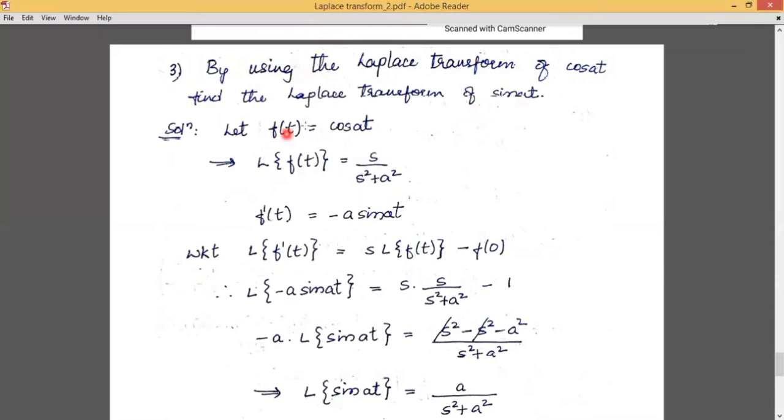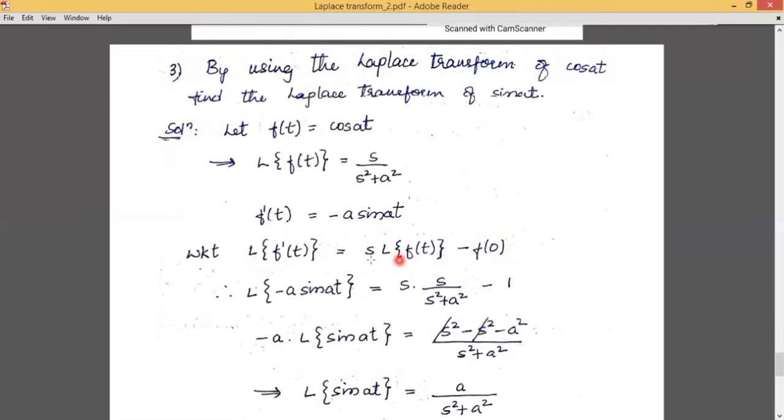And we know that when you differentiate this, f'(t), the derivative of cos at, is -a sin at. So f'(t) is -a sin at. And I know the Laplace transform of f'(t) is equal to s times the Laplace transform of f(t) minus f(0). We have proved this.